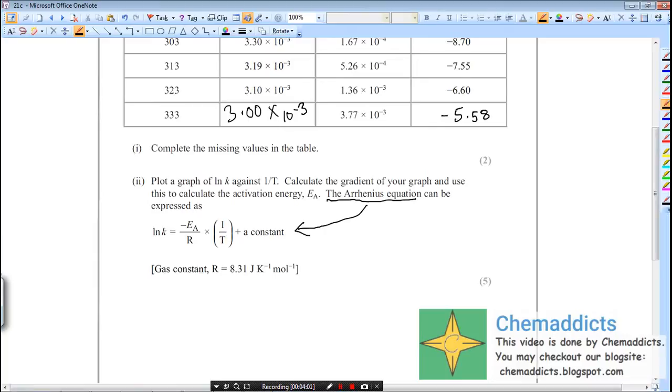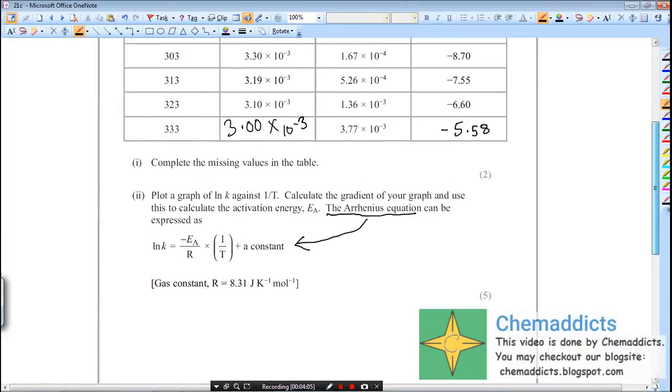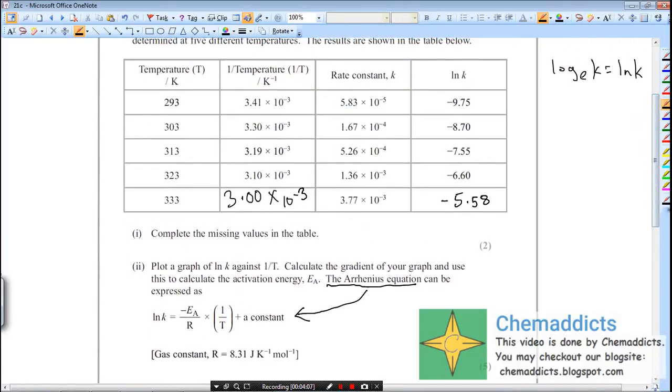Here we can see that we have ln k, then we have 1 by T. That is why we have found the values for ln k and 1 by T.